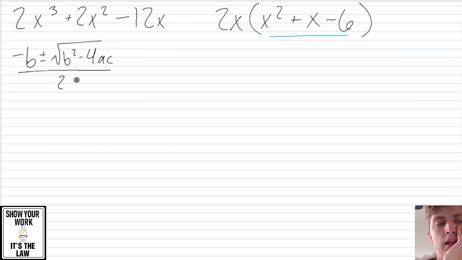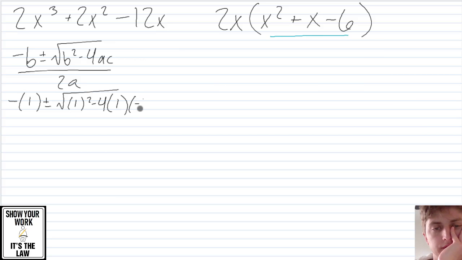What's the coefficient on the x term? It's just 1, so negative 1 plus minus square root of 1 squared minus 4. What's the coefficient on the x squared? It's just a 1. What's the coefficient on c? Negative 6 over 2. What's the coefficient on a? 1, because we factored it out already.